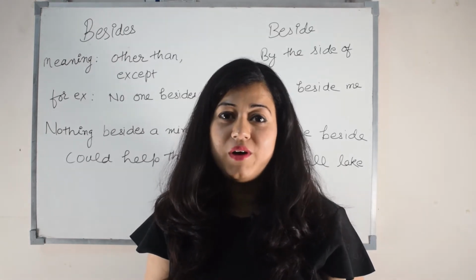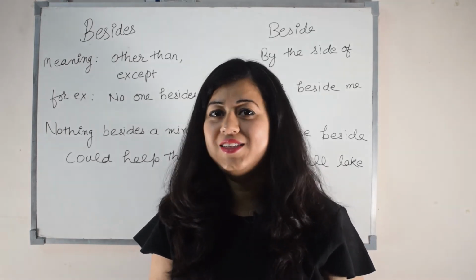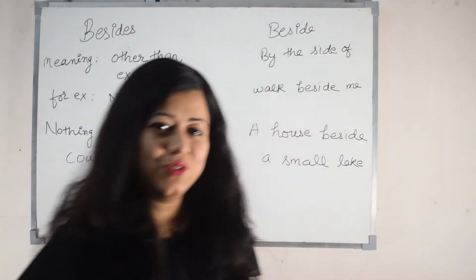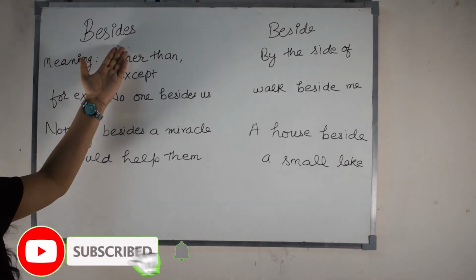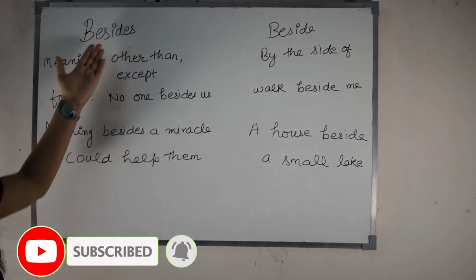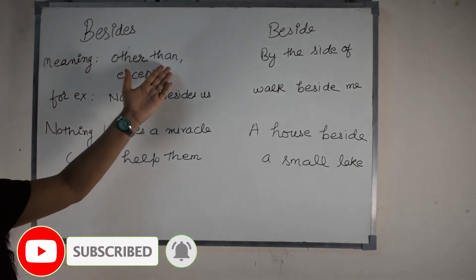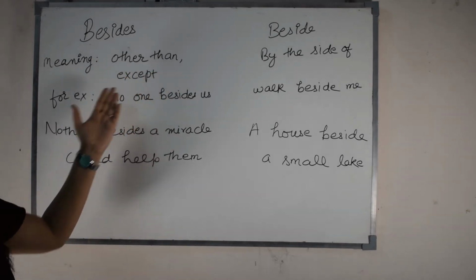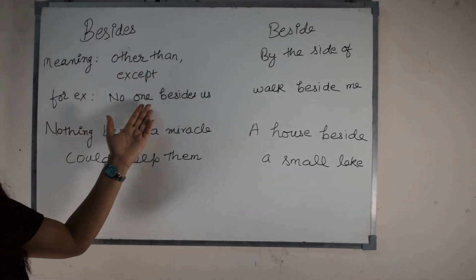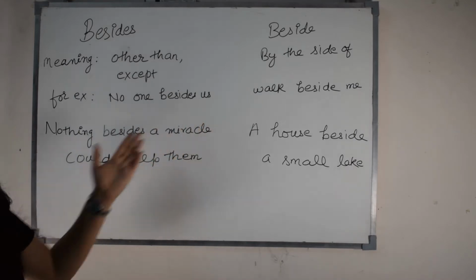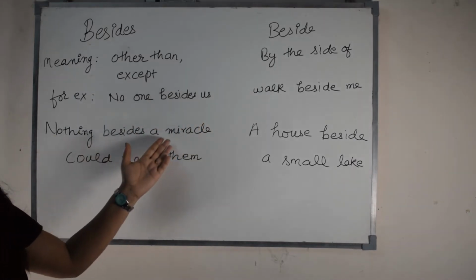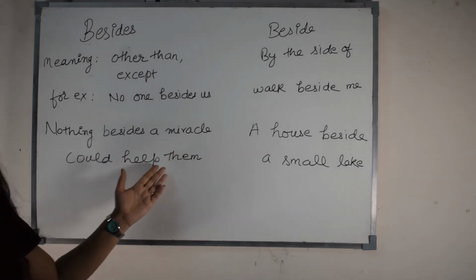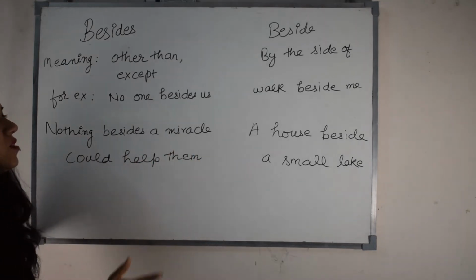Today let's talk about the difference between besides and beside. So let's get started. As the word says, the meaning of besides is other than or except. For example, no one besides us. If I use it in a sentence, nothing besides a miracle could help them, right?